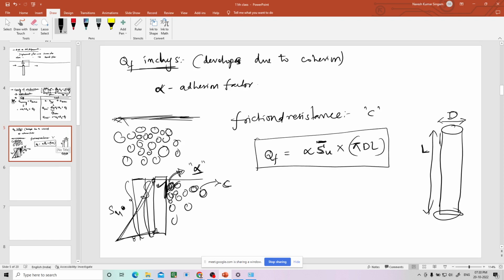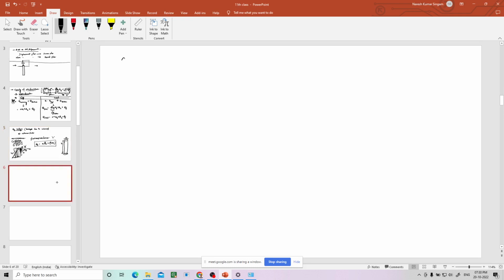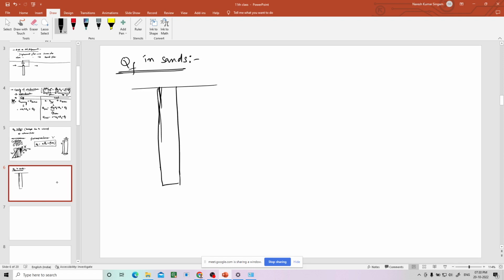So now we'll go to frictional resistance in sands. Okay. So here, again drawing the same thing. This is sand.